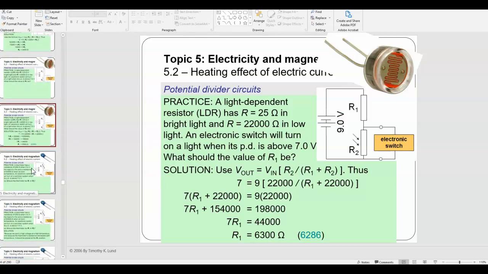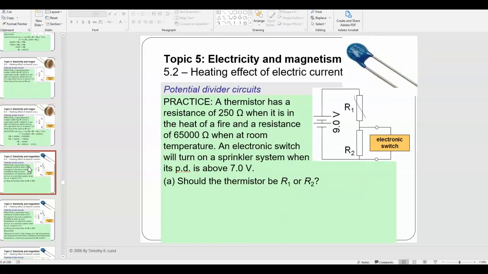Now, I want you to try this next one on your own. This next one involves a thermistor. And this first question is another kind of concept question that really is a little tricky. So I'm going to explain the concept for A, and then I want you to try to do the calculation for B on your own. So here we have a thermistor. R1 here is a thermistor. That is the symbol for a thermistor. If you didn't know what that was, you would look it up in the IB data booklet. R1 is a thermistor, and Vout is going to be across R2 in this case.